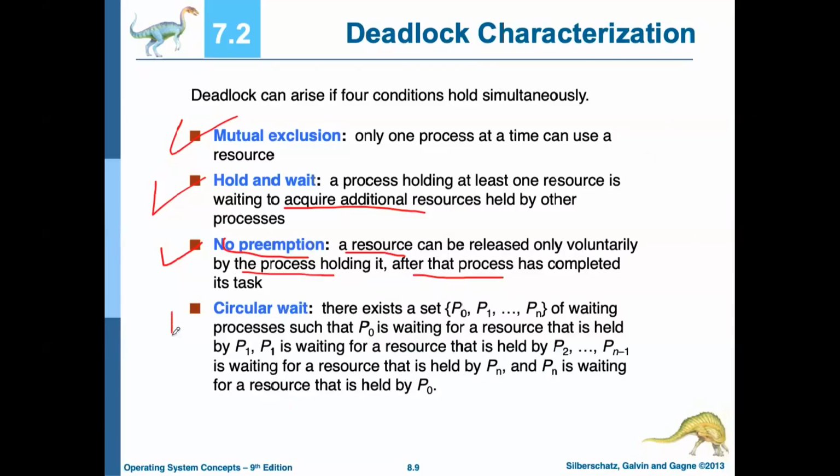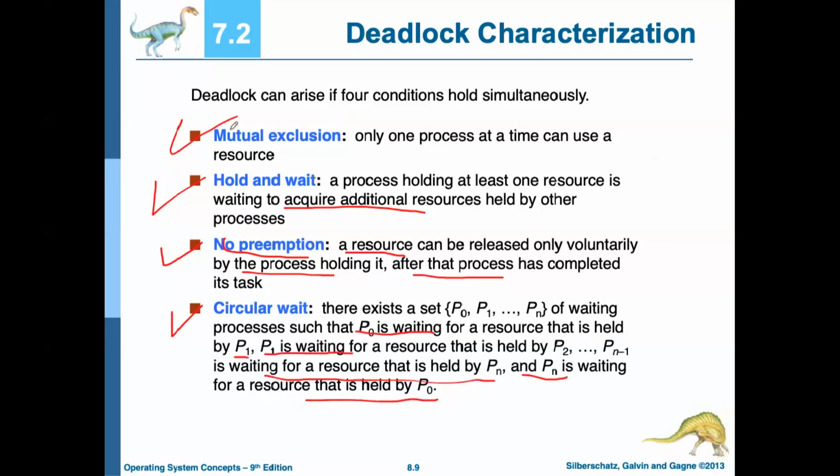Okay, so for the circular wait, there exists a set of waiting processes P0, P1, through Pn, such that P0 is waiting for a resource that is held by P1, P1 is waiting for a resource that is held by P2, and so on, until Pn-1 is waiting for a resource that is held by Pn, and Pn is waiting for a resource that is held by P0. Yeah, so this is what we call the deadlock characterization.